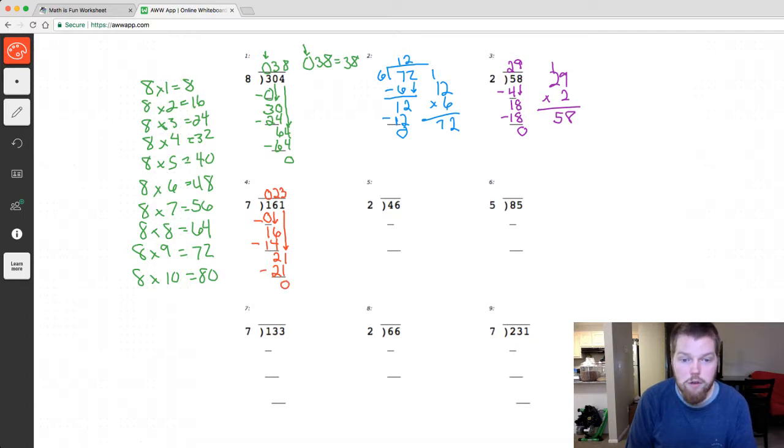And 23 times 7. 7 times 3 is 21. Carry the 2. 2 times 7 is 14, plus 2 is 16, is 161.